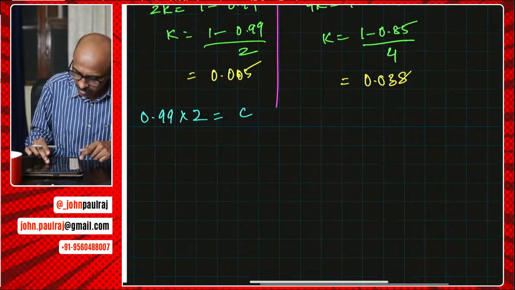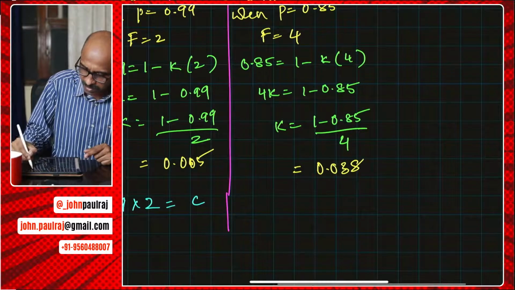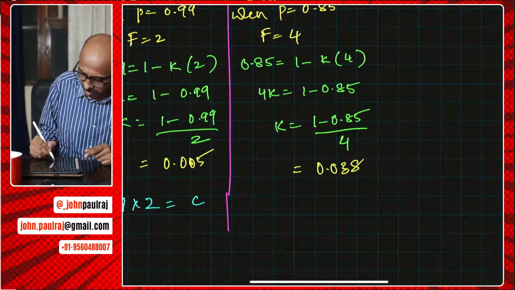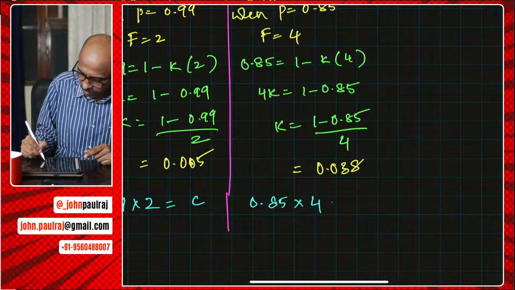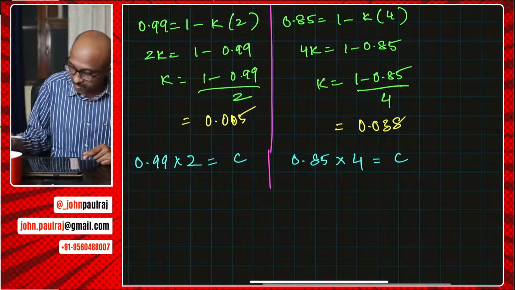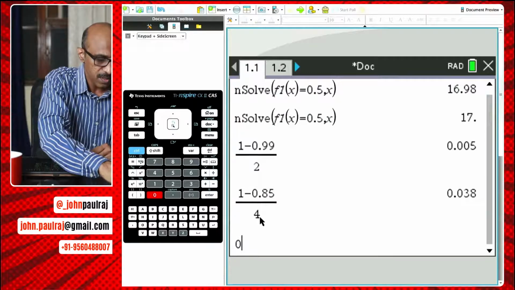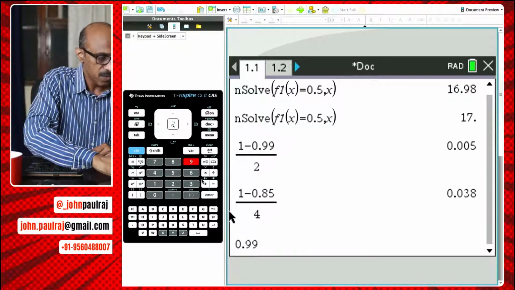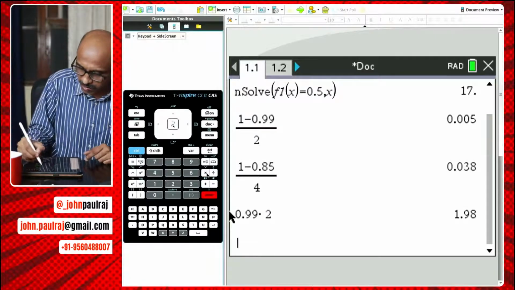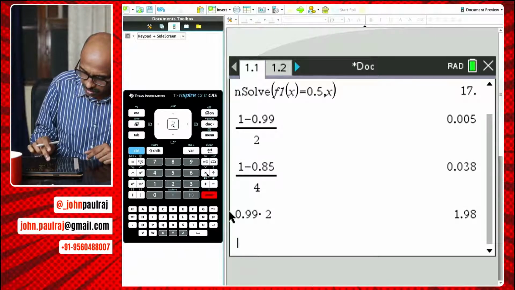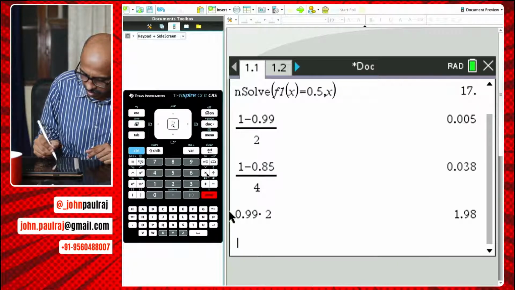And in this case, what do we have? For this case, P is 0.85. Let's use the same color. 0.85 times the F now, which is 4. Okay, and because we can use the graphing calculator, let's just stick to that. Okay, what do we have? 0.99 times 2, and you hit that, you get the value of C as 1.98. I'm just going to write that here. C is 1.98.